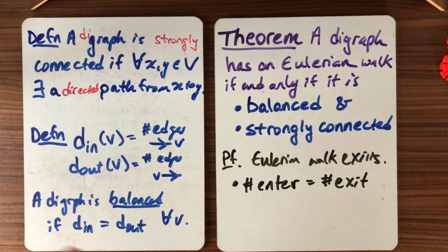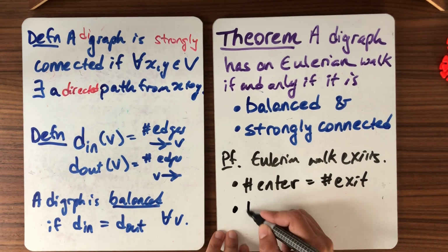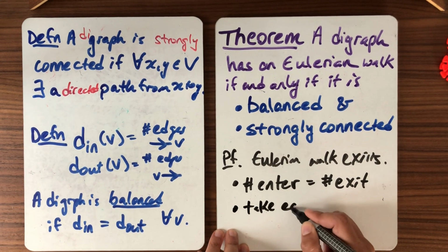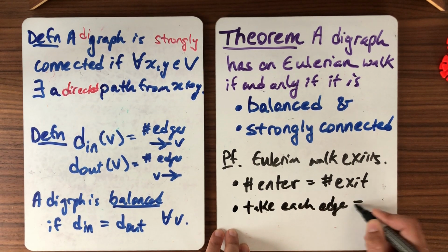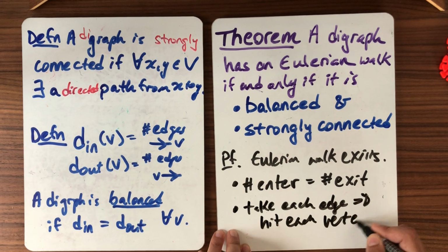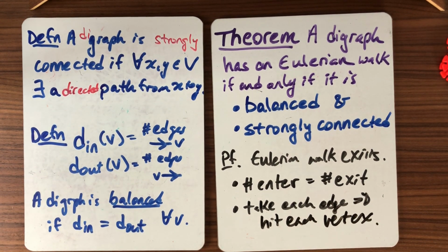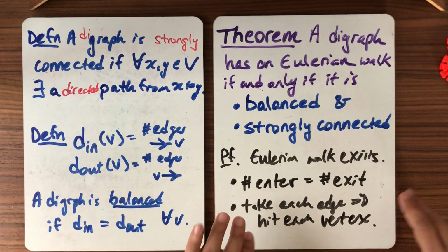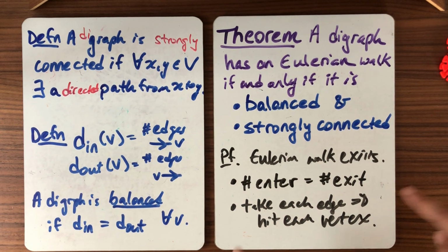And then strongly connected, of course, because we take every edge. So take each edge. That implies that you hit each vertex along the walk, so that gives you your walk from any one vertex to another. So for Eulerian cycles in a directed graph, it's not enough for the vertices all to have even degree. They need to be more than that. They need to be balanced.